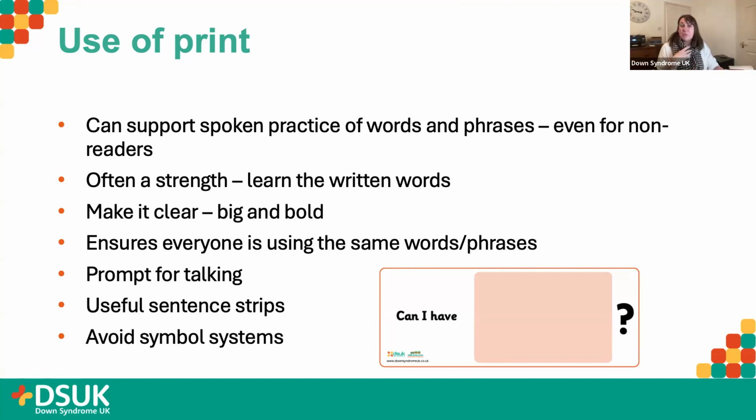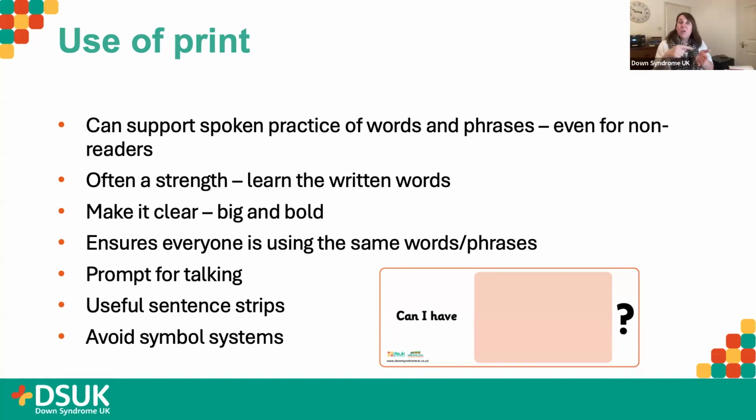To start with, they're there to make sure that the adult always says the same word. So if the card says milk, they say milk. They don't say drink or cup or bottle, we're going for the target word. So it's really helpful to have it there right from the beginning. It is a strength, and they often learn these written words. So I do like to make them quite clear, make them big and bold. I've said about everybody using the same word.